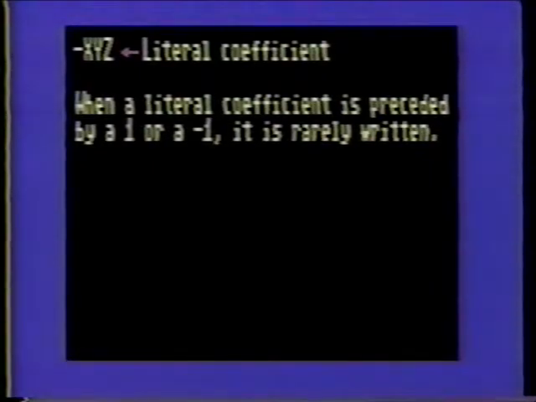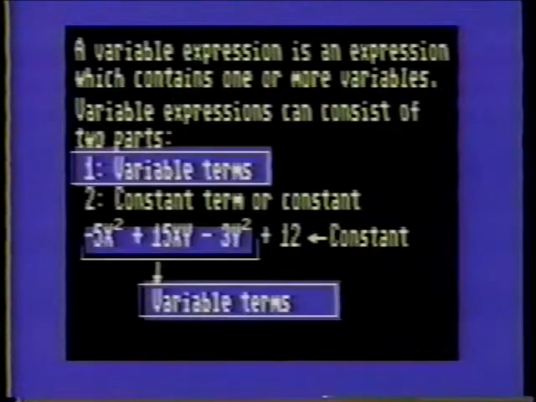When a literal coefficient is preceded by a 1 or a negative 1, the 1 is rarely written. X times y times z represents the literal coefficient. Negative 1 is the numerical coefficient. When variables are involved, no spaces are needed in order to symbolize multiplication. The lack of space between the numerical and literal coefficient represents multiplication.